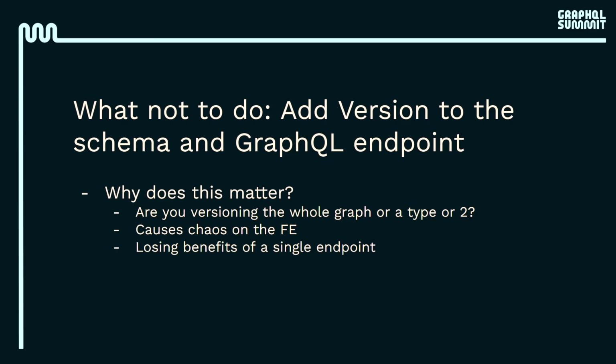So why does it matter? And we kind of talked about this a little bit, but are you really versioning your entire supergraph, or are you just versioning a type or two? Most of the time, it'll just be a type or two. You're adding a field, you're deprecating a field. You're not really versioning your entire supergraph. You're just versioning this one little type. And even then, you're evolving that type by a field or two, or you're adding a new connection to a new type. You're not really versioning your entire graph.